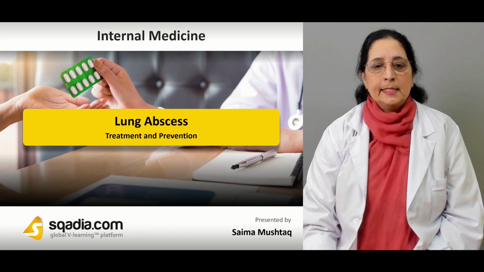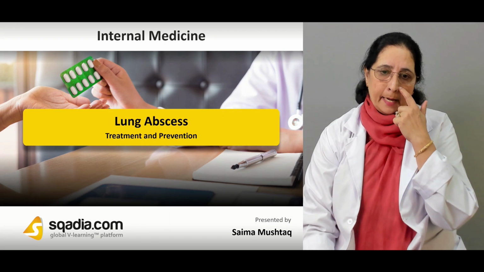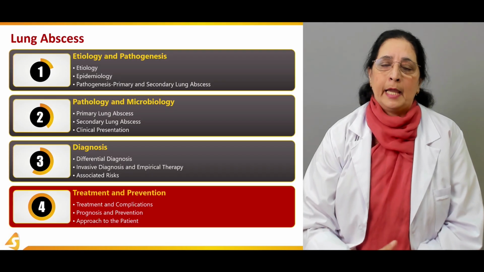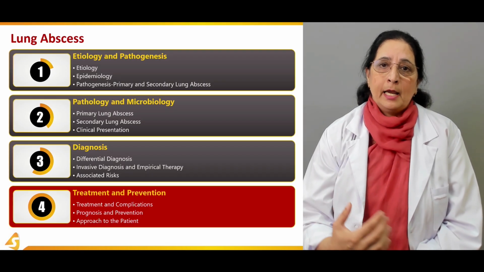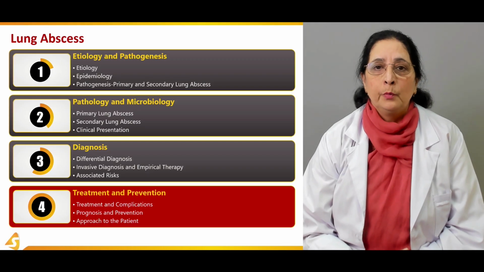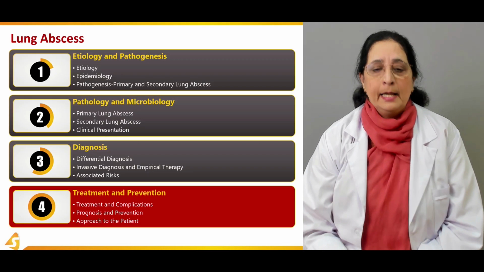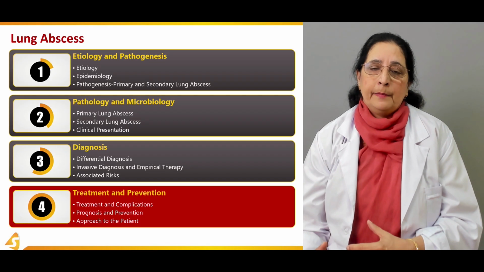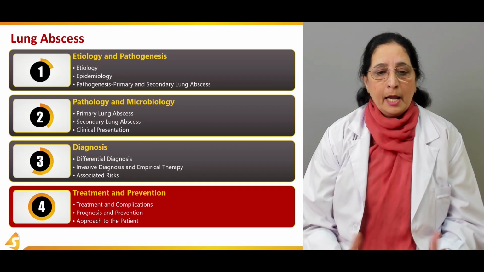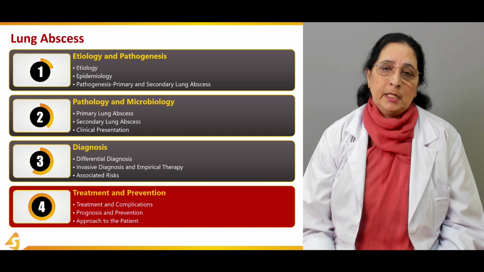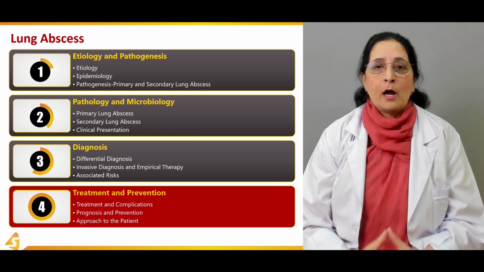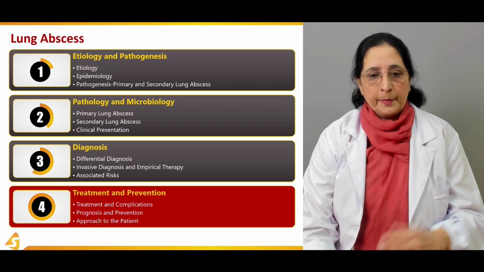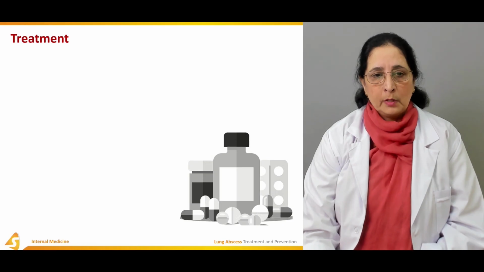In the fourth and final section of our topic, lung abscess, now let's go to the treatment and prevention of the lung abscess. So how we can treat and what are the steps we can do or perform to prevent the lung abscess. What's the prognosis? If the lung abscess develops, how well can it be treated, and what are some complications associated with the lung abscess, and how should we approach the patient? So very important topics. Let's begin with section 4, the treatment.